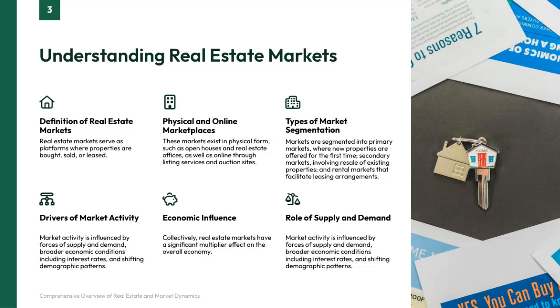When we talk about real estate markets, we're referring to platforms where properties are bought, sold, or leased. These markets can take place in traditional physical settings like open houses or real estate offices, but they also exist online through listing services and auction sites. It's important to understand how these markets are segmented. We have the primary market, where new properties are introduced for the first time. Then there's the secondary market, which deals with the resale of existing properties. Lastly, the rental market focuses on leasing arrangements.